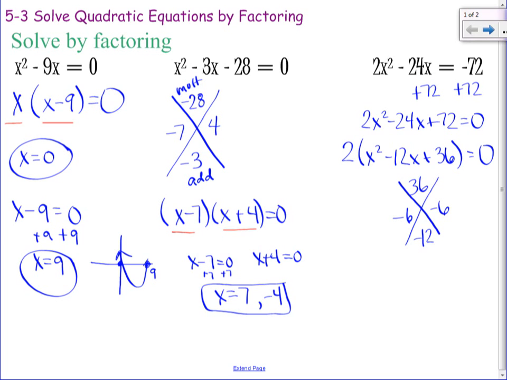Do we need the window step? Nope, because there's not a number right here in front of the x squared. Okay, so that means we've got this as our factored answer. Don't you need the 2 out front too? We do need the 2 up front, thank you.